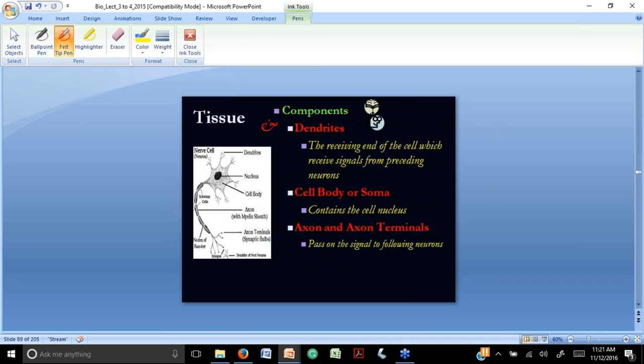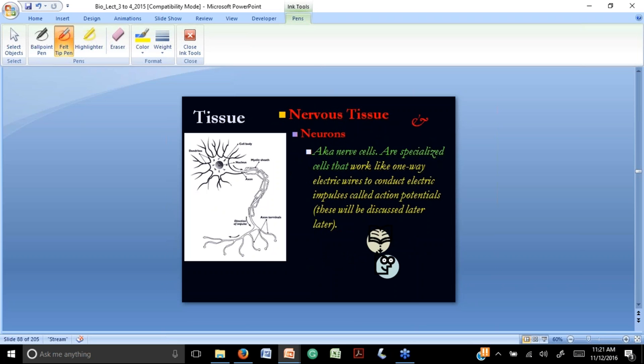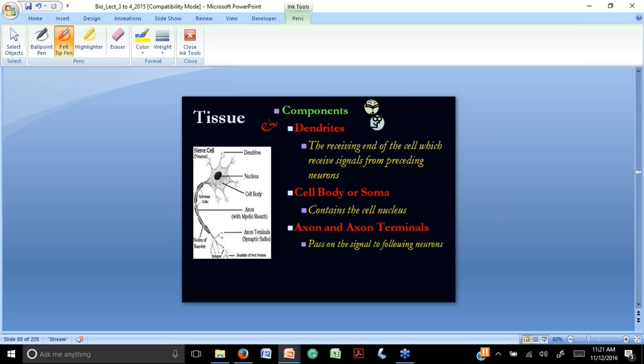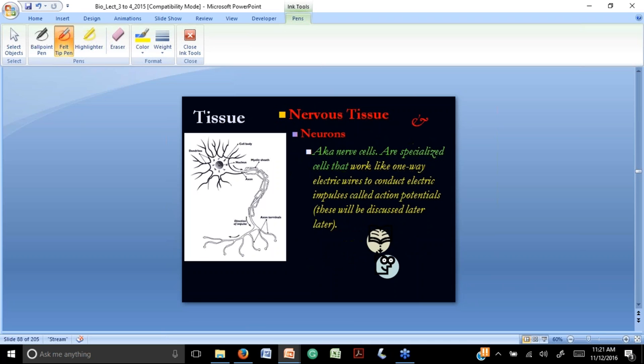Okay, so we have here our neurons. This is the nerve cell. This is nervous tissue. We are talking about classification, right? The nerve cells are going to be divided into neurons, which are nerve cells too, and the glia. Those are the two groups of cells that we have in nervous tissue.